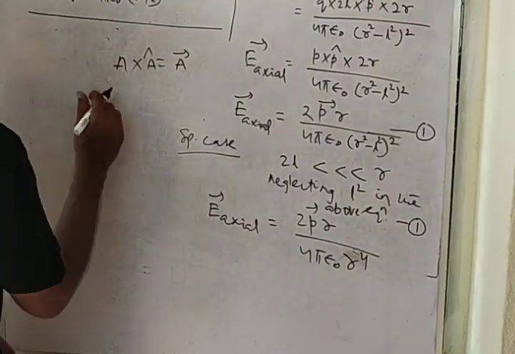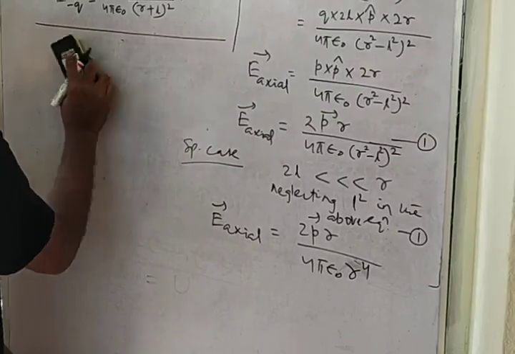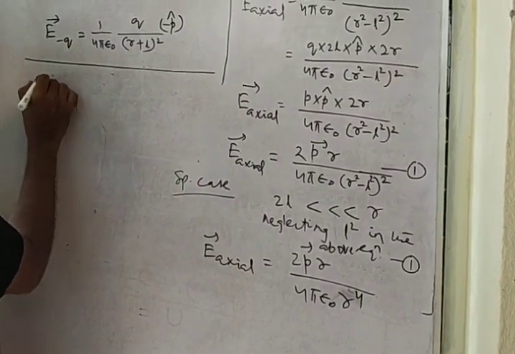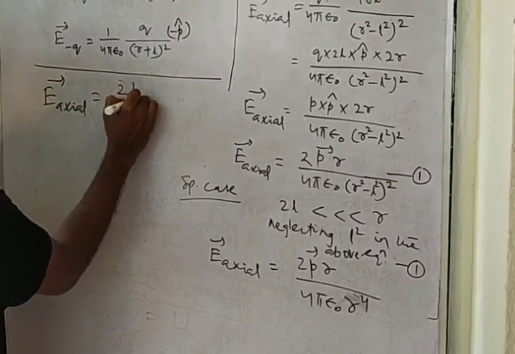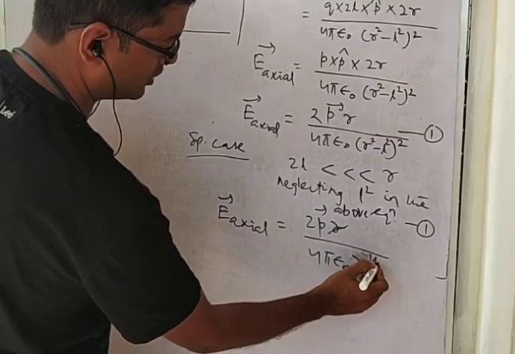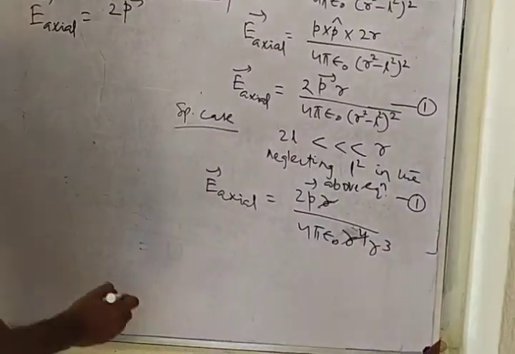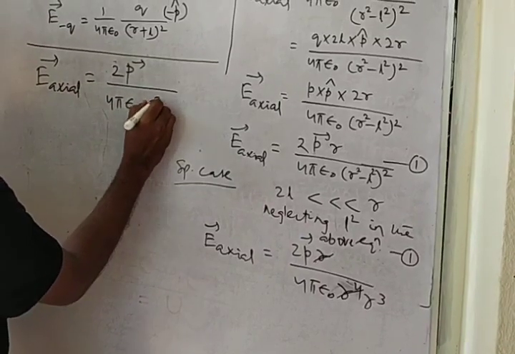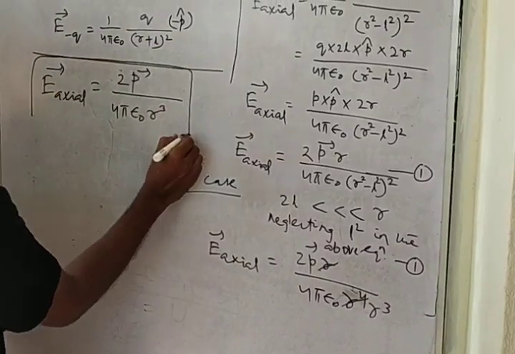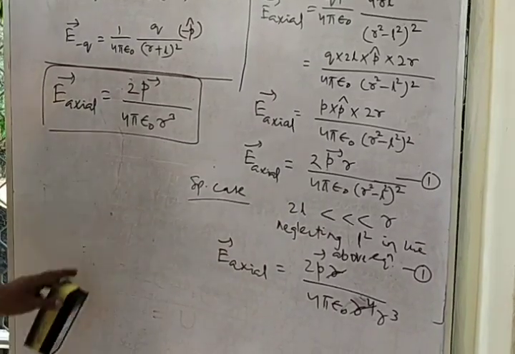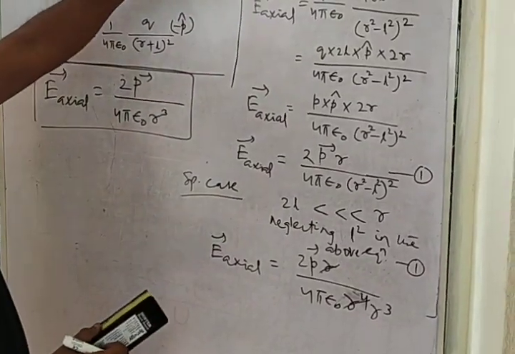So my net expression will be E axial equal to 2p vector. Now this r will be cut here, it will be r cube. So 2p vector by 4 pi epsilon 0 r cube. This is the expression for electric field intensity due to a dipole at any point on its axial line.